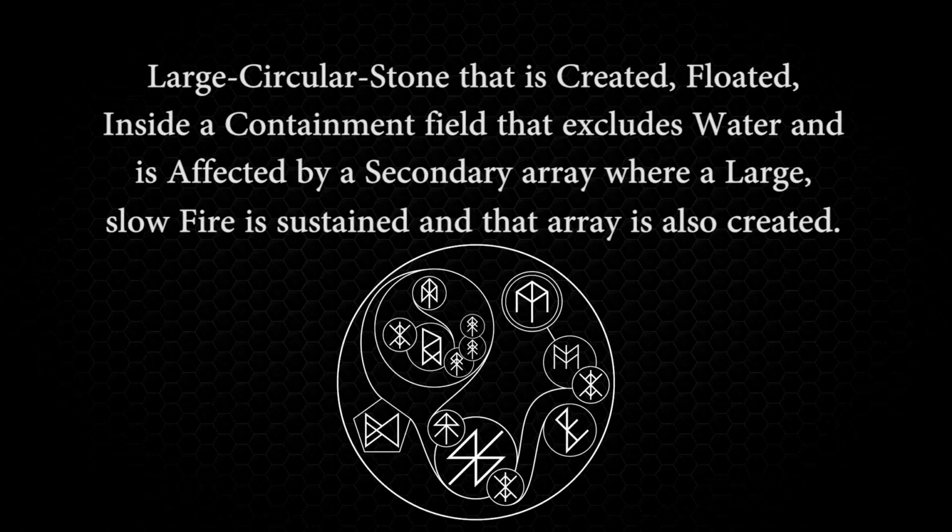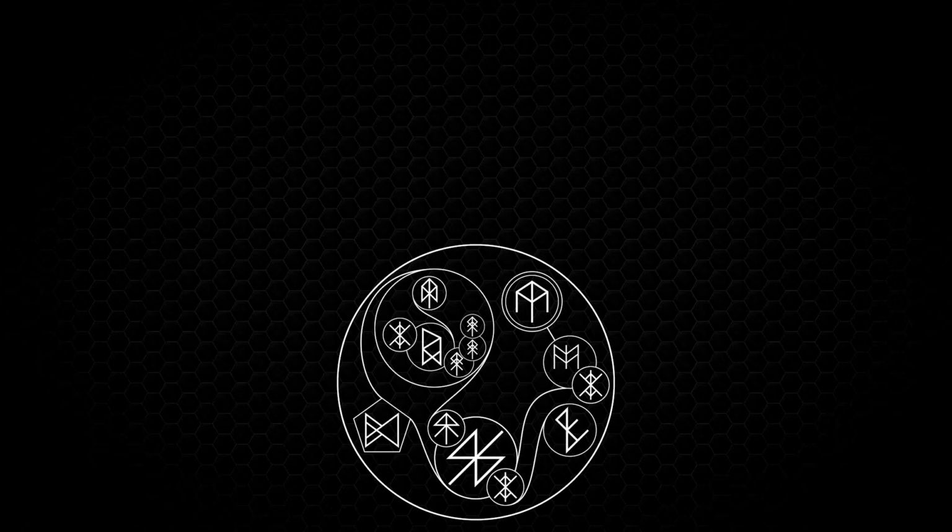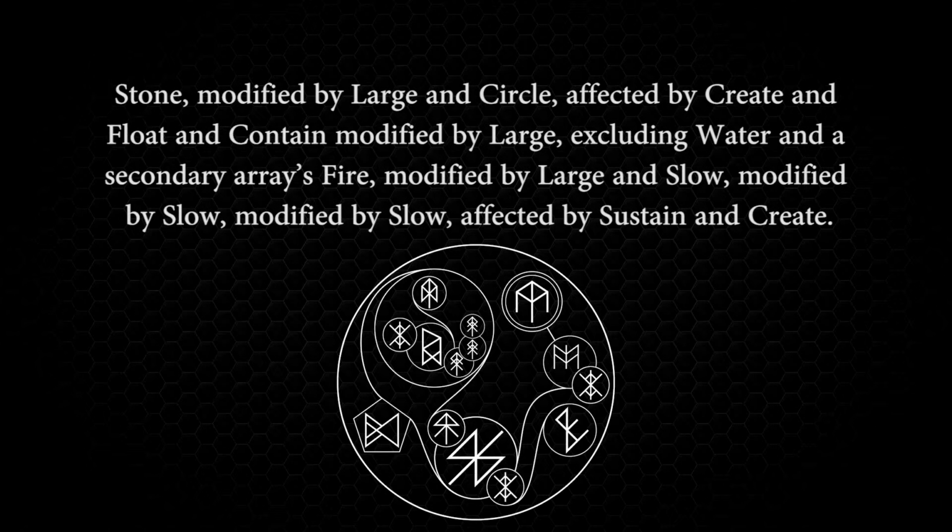It is a bit wordy, isn't it? And it doesn't quite get across the image and meaning of the array. So let's make it a little bit more descriptive and a little bit more technical. Stone, modified by large and circle, affected by create and float, and contain, modified by large, excluding water, and a secondary array fire, modified by large and slow, modified by slow, modified by slow, affected by sustain and create. It's better, but there is still confusion about what goes where and what is affecting what else.